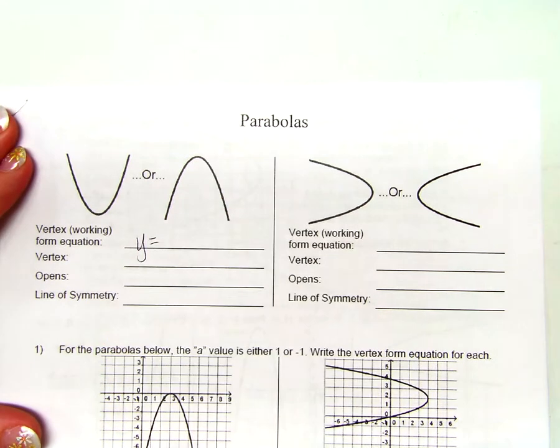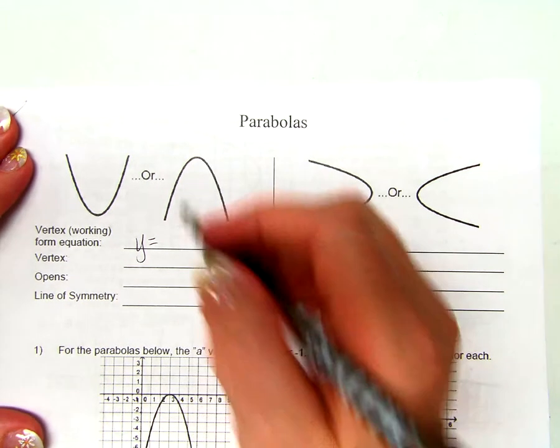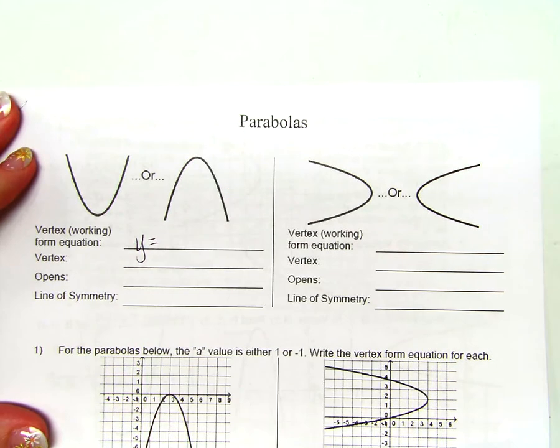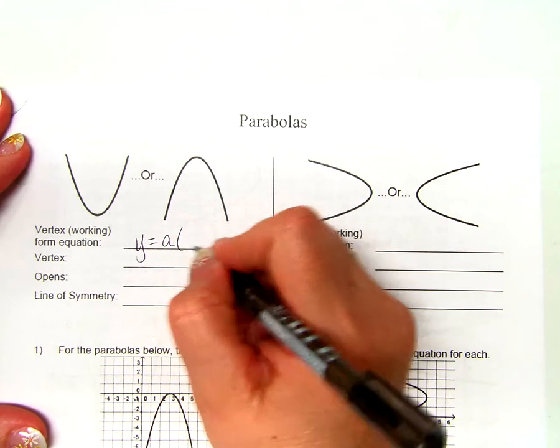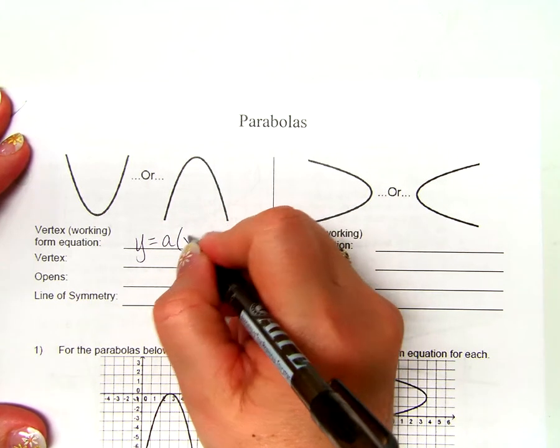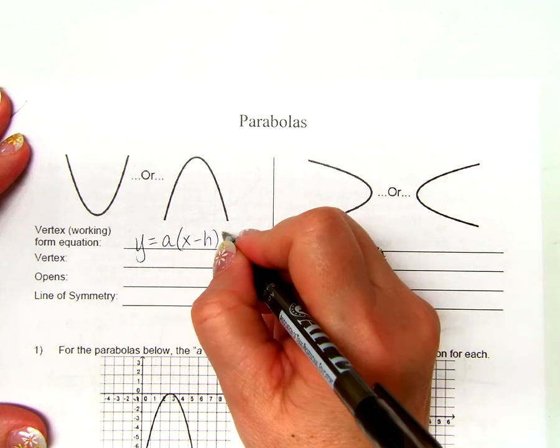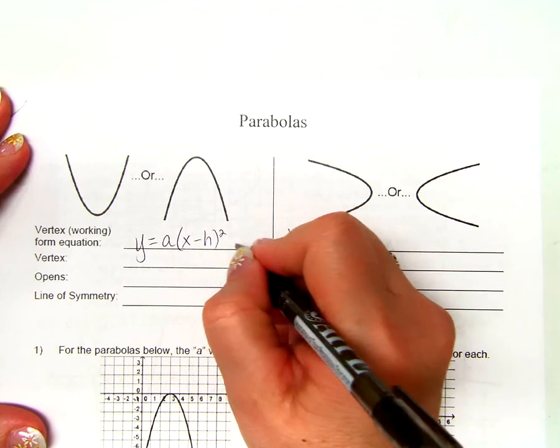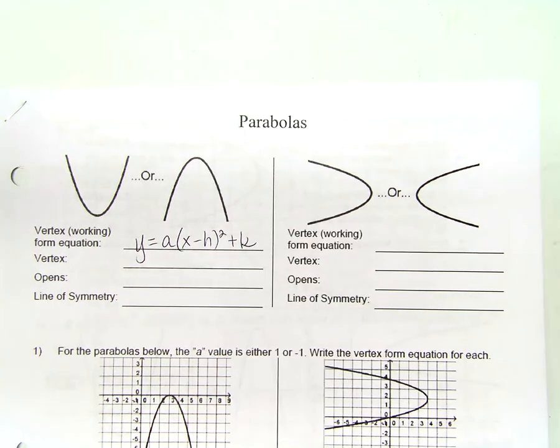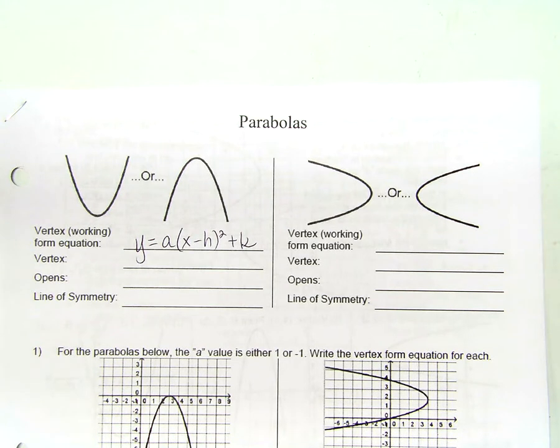Y equals? Close. There's something first that you're forgetting. A times x minus h squared plus k. What else do you know?